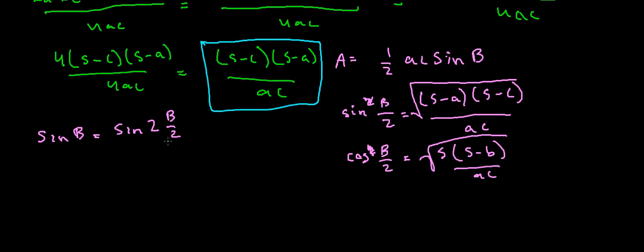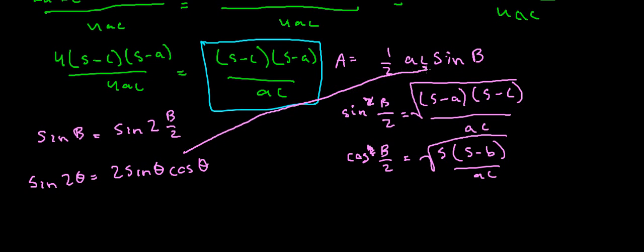And what I can now use is the double angle formula. Sine of 2 theta is equal to 2 sine theta cosine theta, I think. I think this is what it is. If it's wrong, I'll know it, but let me just do it. I'm just going to substitute this in here, where theta in this case is b over 2. Sine 2b over 2 is equal to 2 sine b over 2 cosine b over 2.